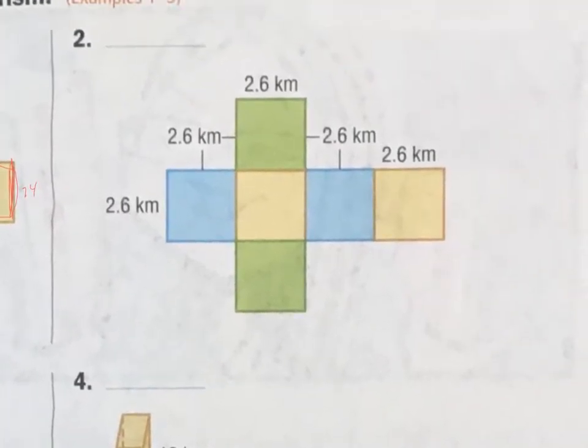Number 2, they've done a similar thing. Now, this is a square. Everything is a square. So everything here is a 2.6 by 2.6. This right here is 2.6, this is 2.6, this is 2.6, this is 2.6. So every square, everything is a square. And all we have to do is 2.6 times 2.6, and we get 6.76 for each face.